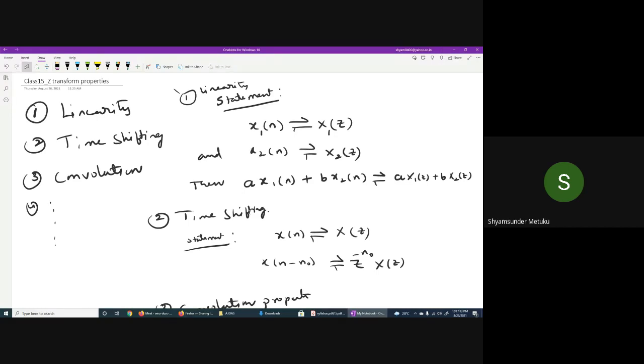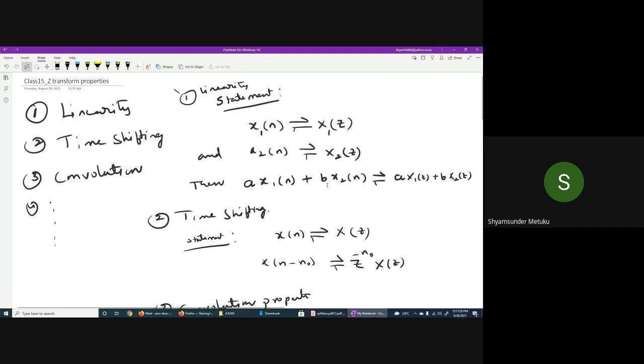So to continue with the realization of the FIR and IIR filters, we need a little knowledge about the properties of the Z transform. Among that, you have 10 to 11 properties, but we are discussing only 3 important properties. One is linearity, the second one is time shifting, the third one is convolution.